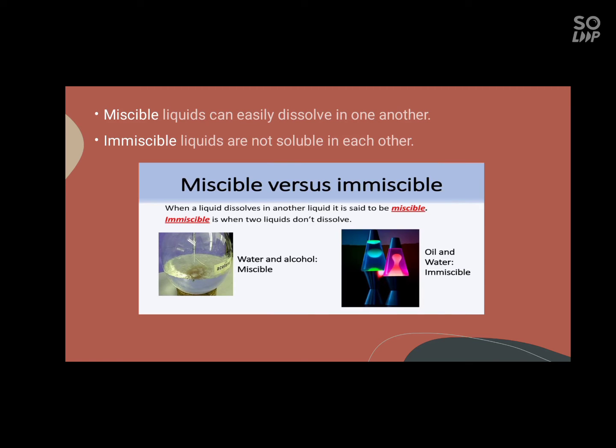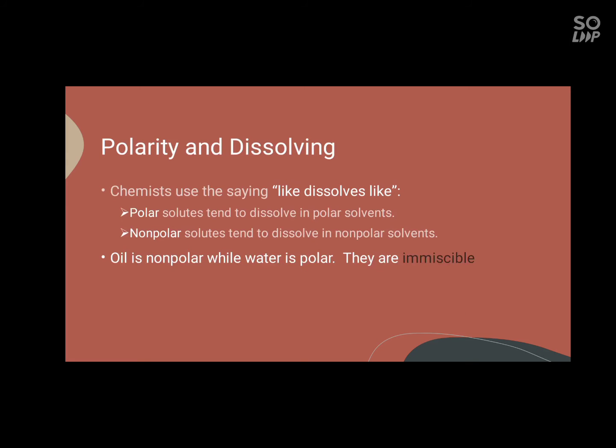Miscible versus immiscible. Miscible liquids can easily dissolve in one another, while immiscible liquids are not soluble in each other. One example of miscible liquid is water and alcohol, and immiscible liquid is oil and water. Polarity and dissolving. Chemists use the saying, like dissolves like. Polar solutes tend to dissolve in polar solvents, while nonpolar solutes tend to dissolve in nonpolar solvents.